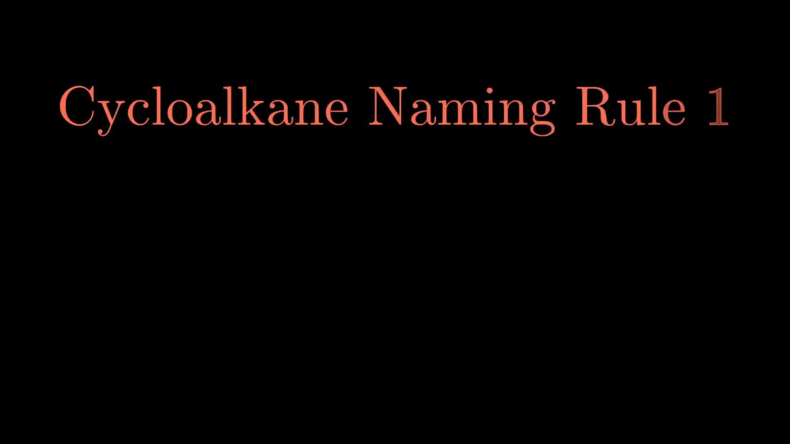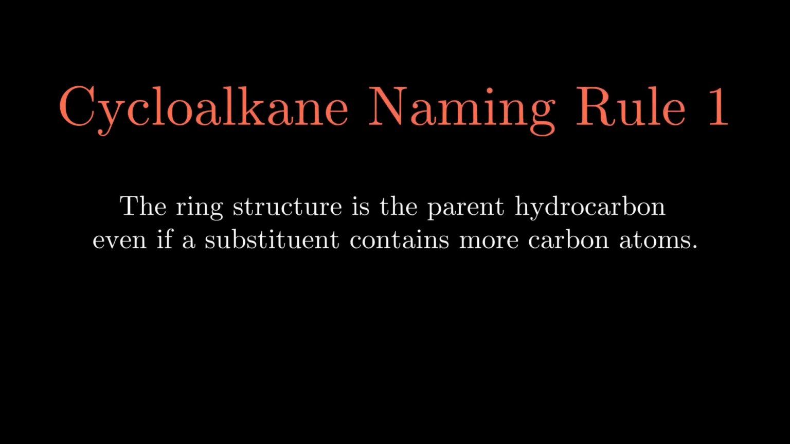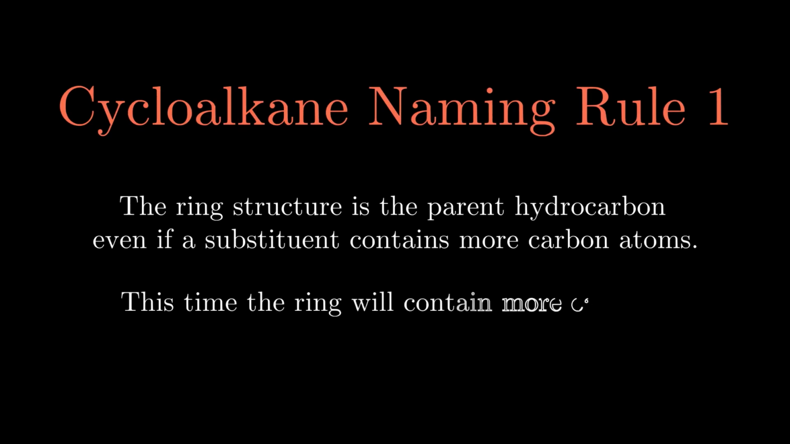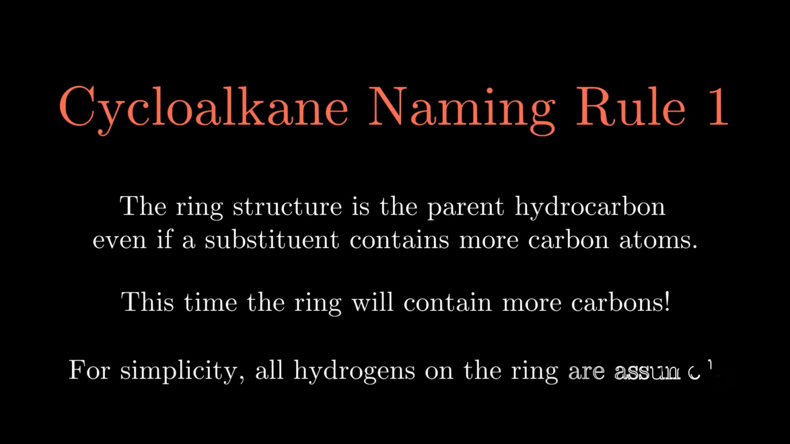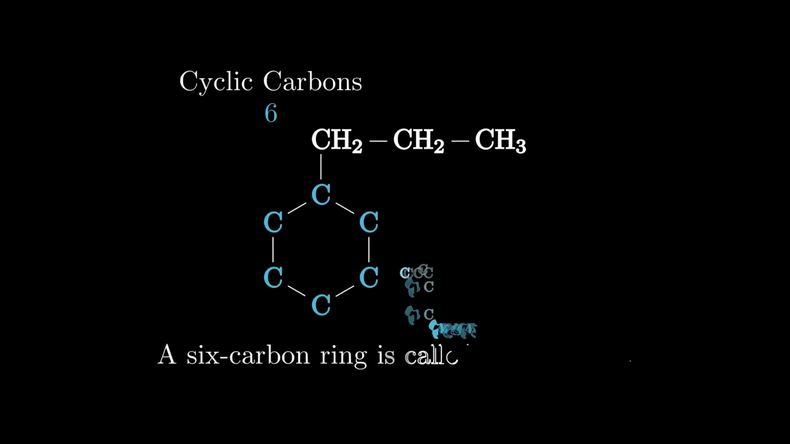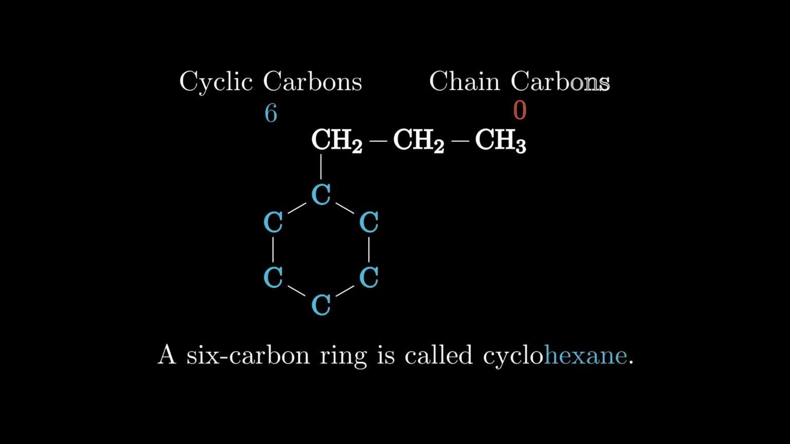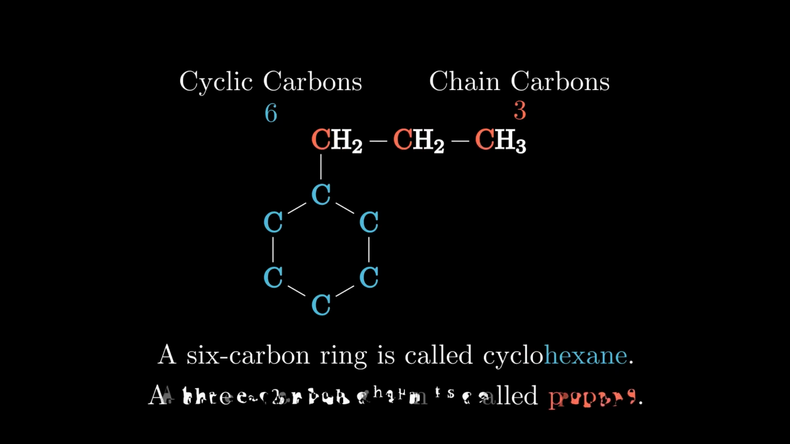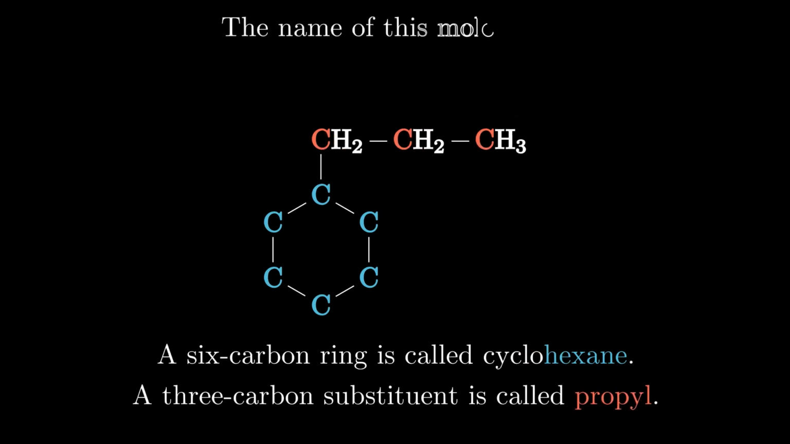Okay, so we just saw the rule applied where the substituent contains more carbon atoms than the ring structure. So let's take another look at the same rule applied, but where the ring structure is larger than its substituent. On this molecule, the ring itself contains 6 carbon atoms, which we will call cyclohexane, and the small chain only has 3 carbons, which is normally propane. However, since it is a substituent on this molecule, we call it propyl. Putting everything together, we get propyl cyclohexane, and we don't need a location number as propyl is the only substituent on this molecule.